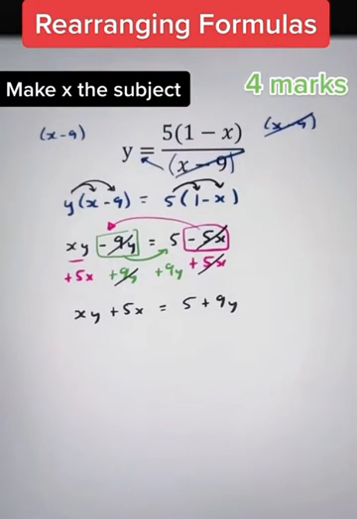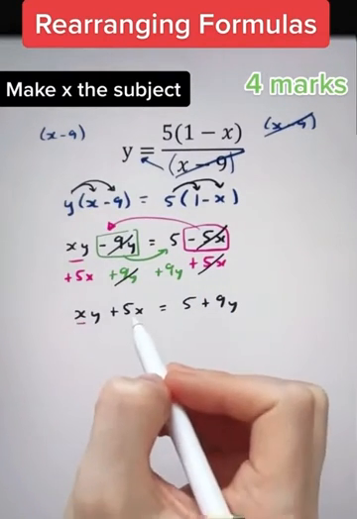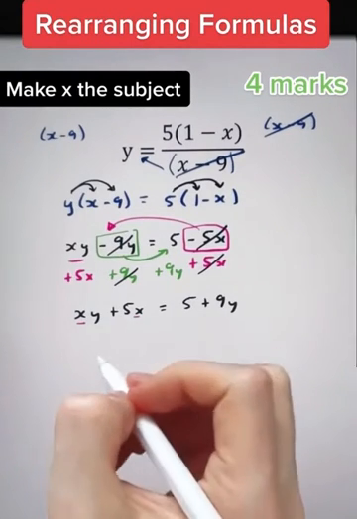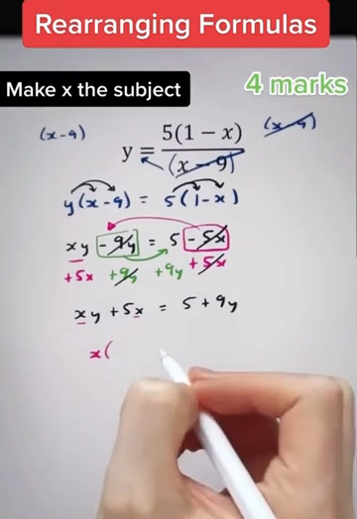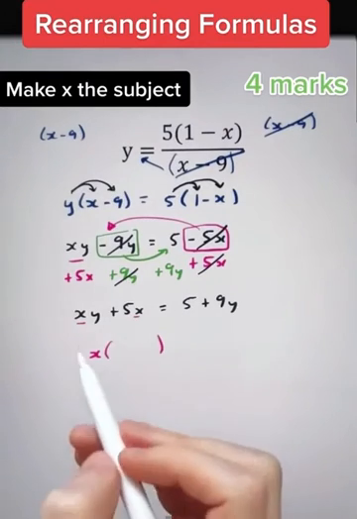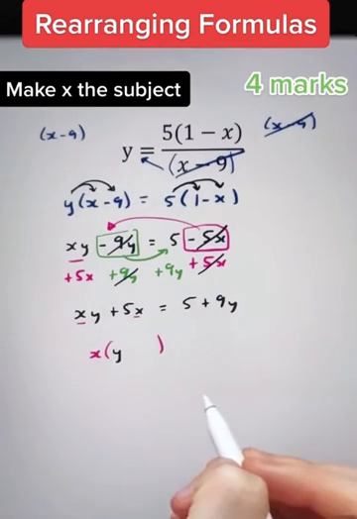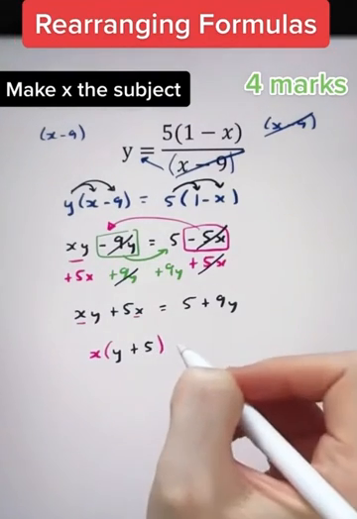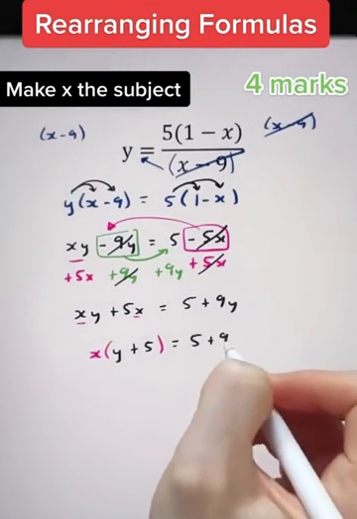As I want to get x the subject, I currently have xy and plus 5x. I can't add those terms because they're not like terms, because like terms must have the same combination of letters. But I can factorise out a single x. Therefore, opening my single bracket, what do I times x to get back to xy? I'm missing y. What do I times x to get back to 5x? I'm missing plus 5. And on the right-hand side, I've still got 5 plus 9y.